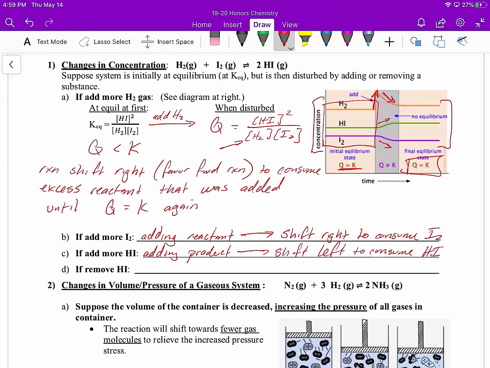But now you can change the concentration by adding, or you can change it by subtracting. So if you remove some HI, you can think of it like you just created a hole. You just created a deficit on one side of the reaction. If you create that deficit, the reaction is going to shift toward it to try to refill the hole that you just created. So in this case, you're going to shift to the right to replenish the lost product.